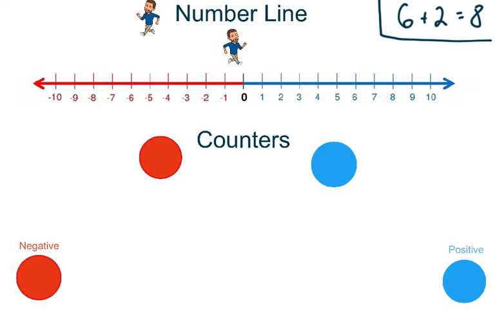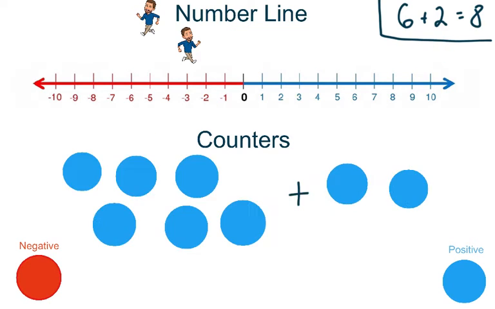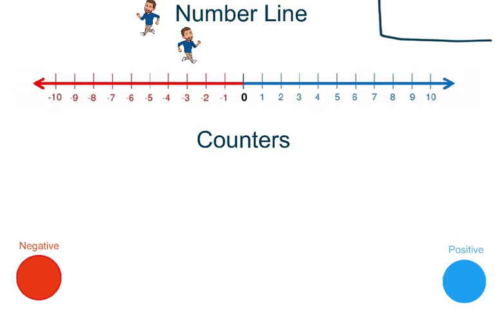We also can look at it with counters. The blue counters are positive, the red counters are negative. So we have a positive 6 or 6 blue counters plus a positive 2. So I have 1, 2, 3, 4, 5, 6, 7, 8 blue counters in total. So I have a positive 8. And in real life, this would be like I have $6 and now I have $2 more. I have $8 in total. So now let's look at another problem that has negatives in it.